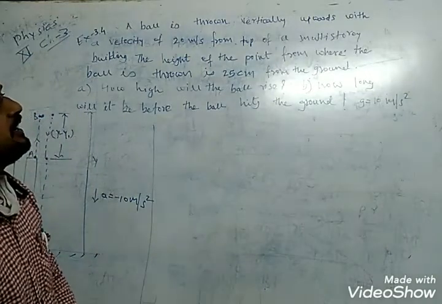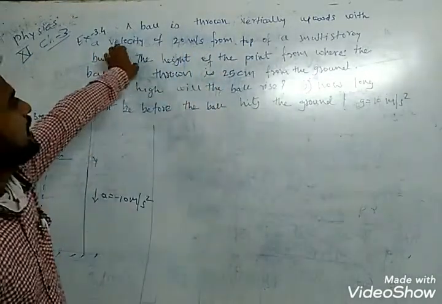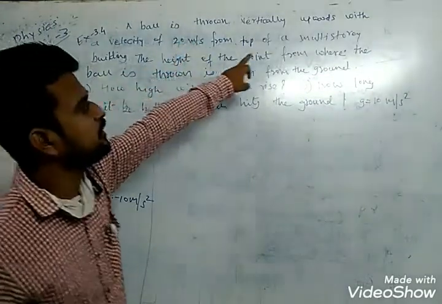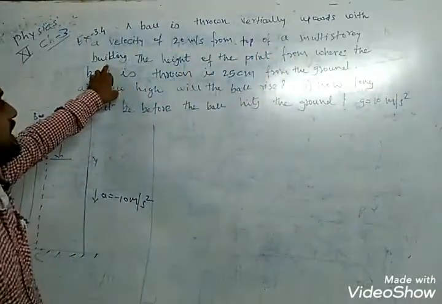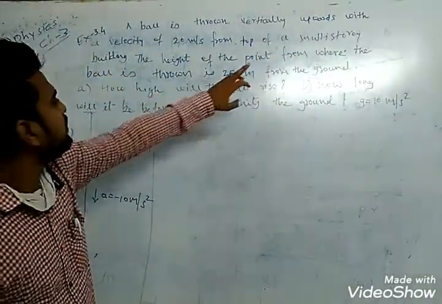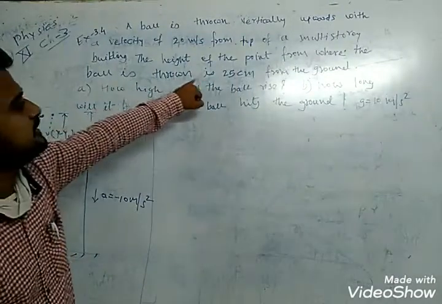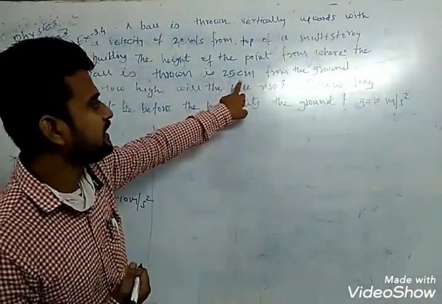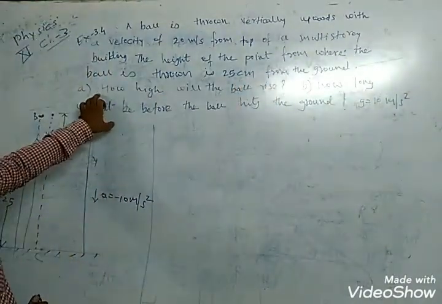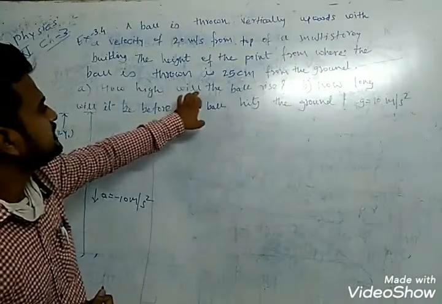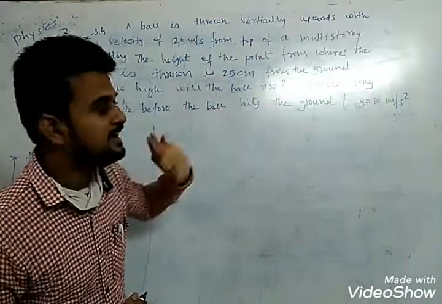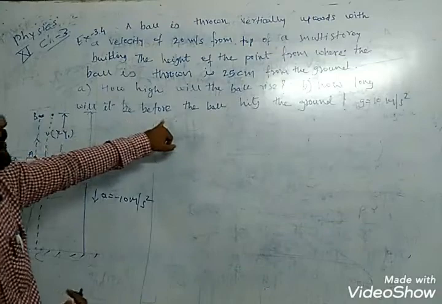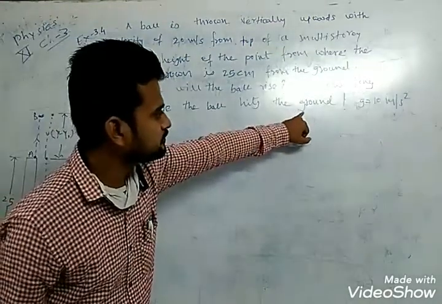A ball is thrown vertically upward with a velocity of 20 meters per second from the top of a multi-story building. The height of the point from where the ball is thrown is 20 centimeters from the ground. First, how high will the ball rise, and second, how long will it be before the ball hits the ground?